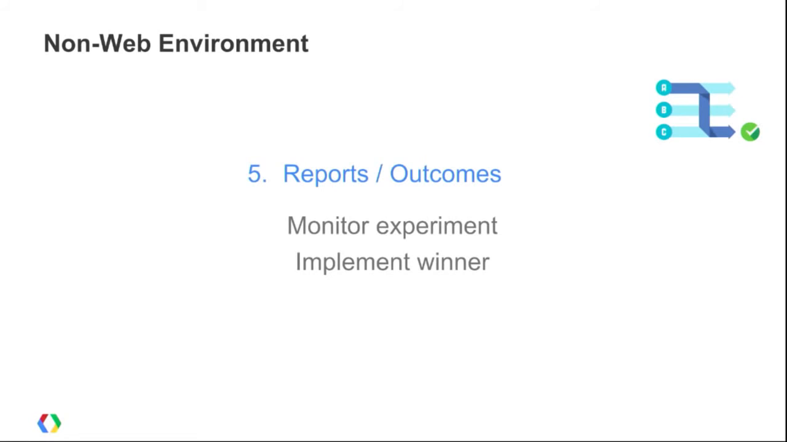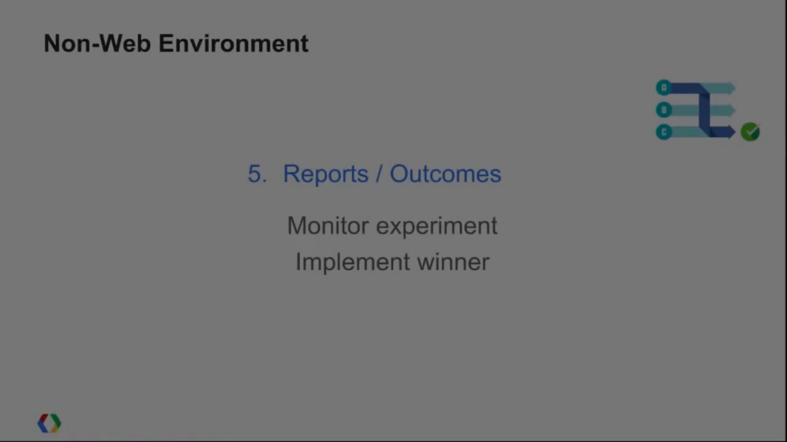And then again, it's the same. Once you've got the experiment running, you want to monitor the experiment and then implement the actual winner on the kiosk or whatever it is for the non-web environment. Again, same as the other examples. Nothing changes there. So just a few tips.